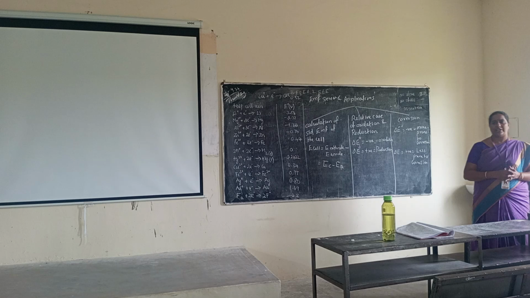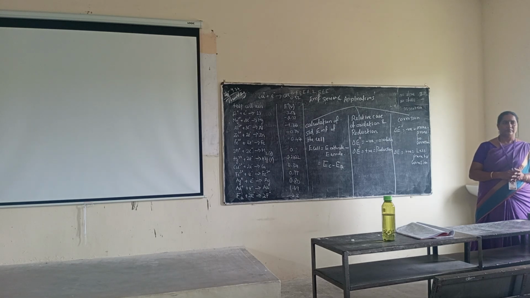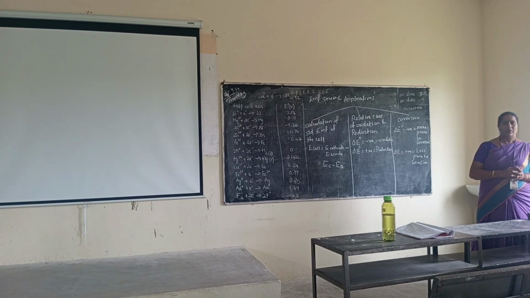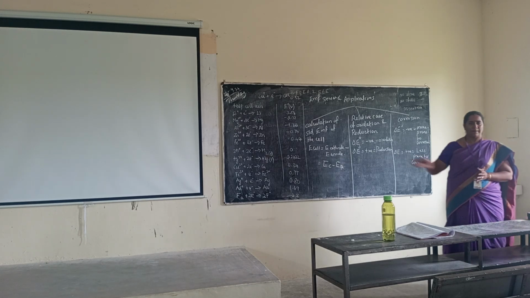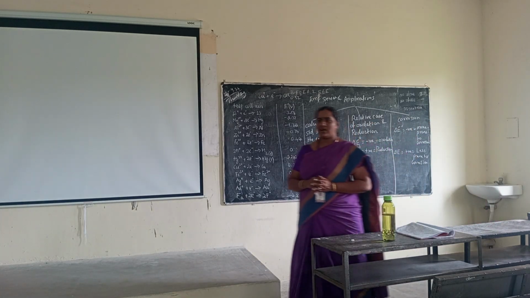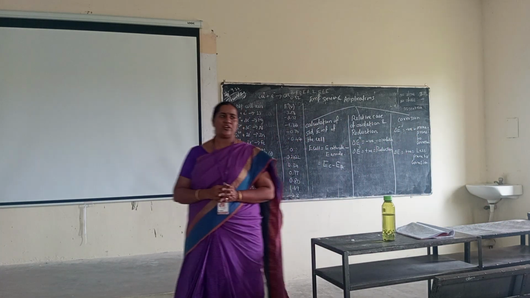If you take the galvanic cell, what is the cathode? In galvanic cell, what is the cathode? Copper. Okay, what is the copper value here? Apply this formula, work out this for the galvanic cell and find the E naught value of the galvanic cell.